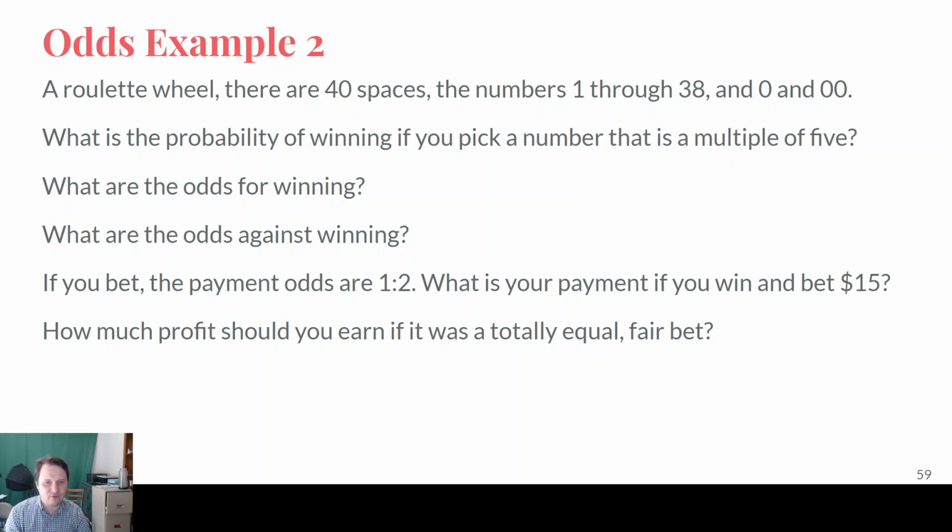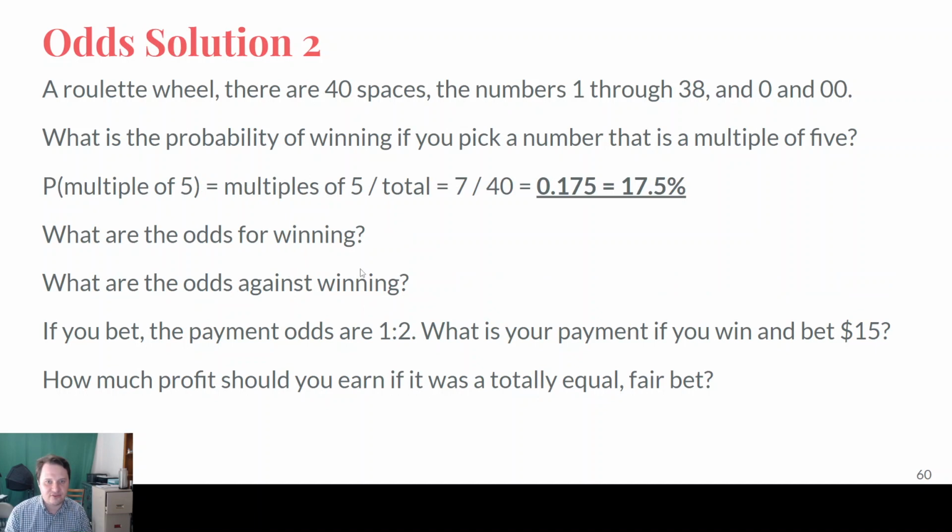What's the probability of winning if you pick a number that is a multiple of 5? So you're going to put a bet on every single multiple of 5. By the way, 0 and double 0 do not count as multiples of 5, just so you're aware. I think we'll just go through this one piece at a time. So how many multiples of 5 are there? There's 5, 10, 15, 20, 25, 30, 35. So there's 7 numbers that are multiples of 5.